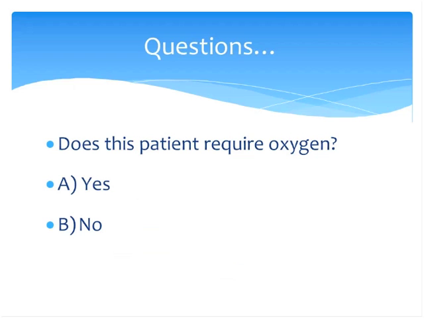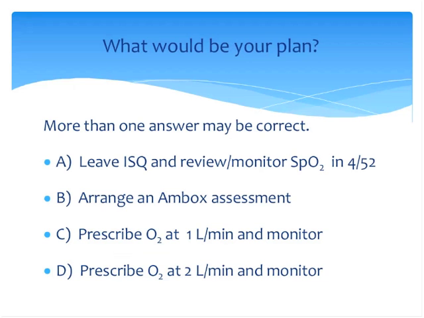So the next question would be, what would your plan be based on the earlier question? So more than one of these answers may be correct. Would you leave them in status quo and review them or monitor their saturations in 4 weeks? Would you arrange an ambulatory oxygen assessment? Would you prescribe oxygen at 1 litre and monitor them? Or would you prescribe oxygen at 2 litres and monitor them? And again, I'll give you a few moments just to have a think about what you would do.